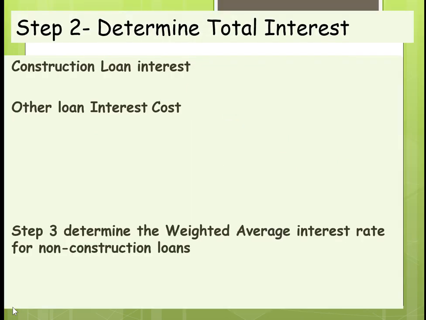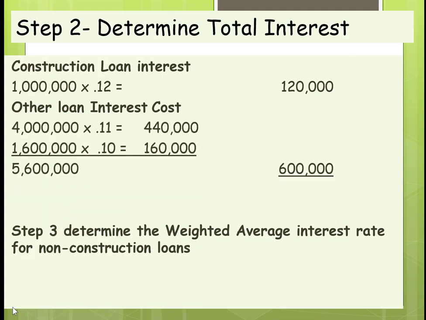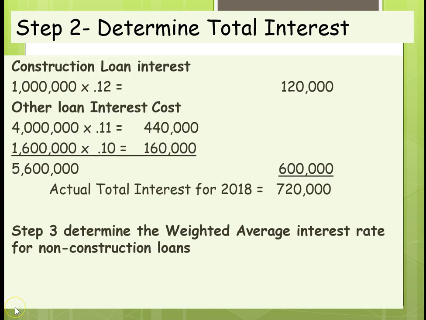Step 2. We're going to determine the total interest. So first, we have the construction loan, which was $1 million times 12%. Then we've got the other loan costs, which is $600,000, which tells us our total interest for the year. Okay, I had to change that date. So the actual total interest for 2021 is $720,000.